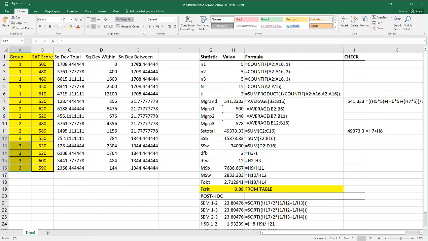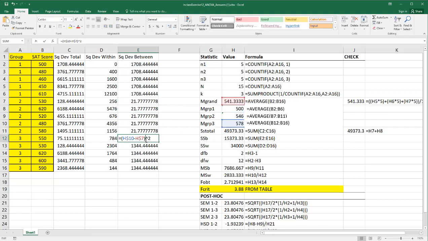The last piece is sum of squares between. You'll notice that there's a pattern. The first 5 scores all have the same square deviation between, because it's their group mean, and the group mean is the same for everybody in group 1, minus the grand mean, and then we square it. And then when we get to group 2, then it changes, but it's still the same from person 6 all the way down to person 10, because their group mean is the same for each person in that group. So we're going to take the group mean, which is at H9, and then subtract H7 from it, and we're going to square that deviation.